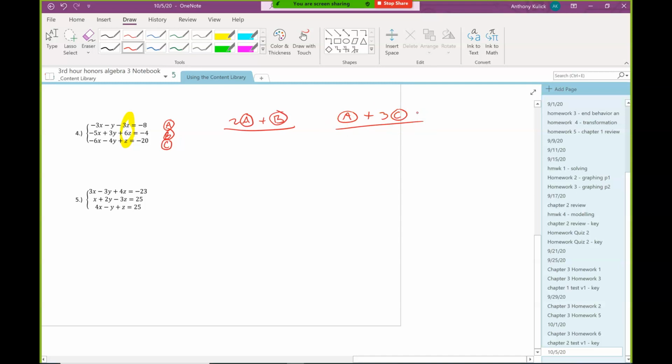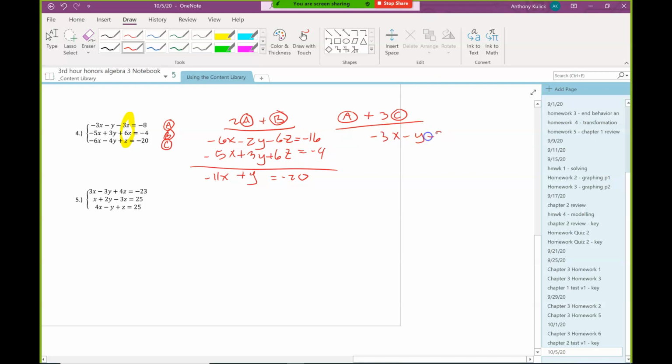So now let's write down what we have. So 2 times A, so negative 6x minus 2y minus 6z is equal to negative 16. And then my B, just recopy. When I add those down, I get a negative 11x plus 1y. The z's cancel out, is equal to negative 20. Does that feel okay?